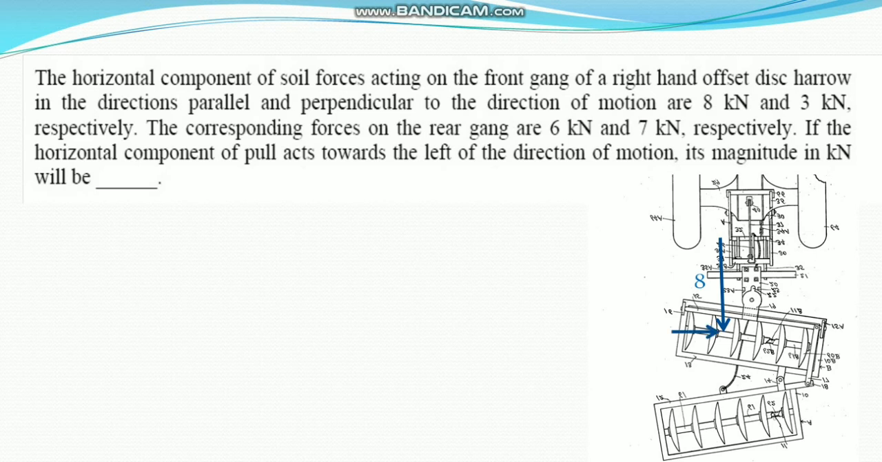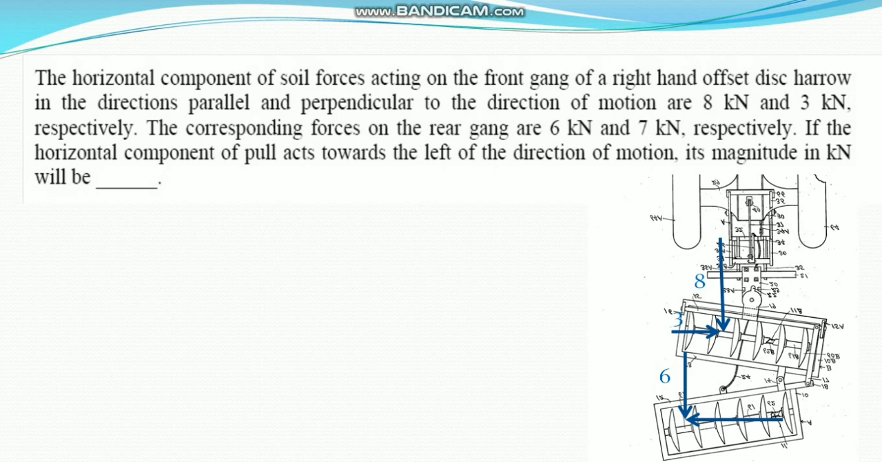And also a perpendicular force is 3 kilonewton. That is, these are the forces acting on the front gang. Similarly, the forces acting on the rear gang will be: parallel force is 6 kilonewton and the perpendicular is 7 kilonewton. So the direction of perpendicular forces will be just opposite, because the soil will be flowing towards right in the case of front gang and towards left in case of rear gang. Therefore, the side forces will act just opposite.